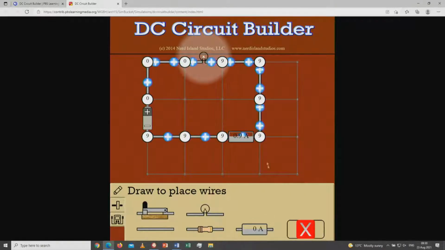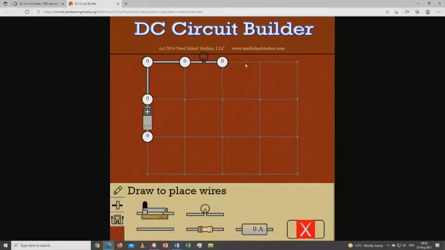Perhaps a good point to start is this: if you want to remove any of the components, you just click on the X there, and then you don't need to click there several times. Once you have clicked there, you can remove the components that are in the circuit.